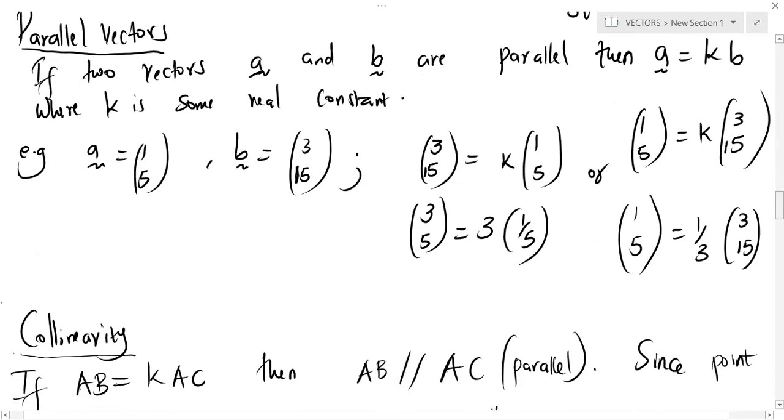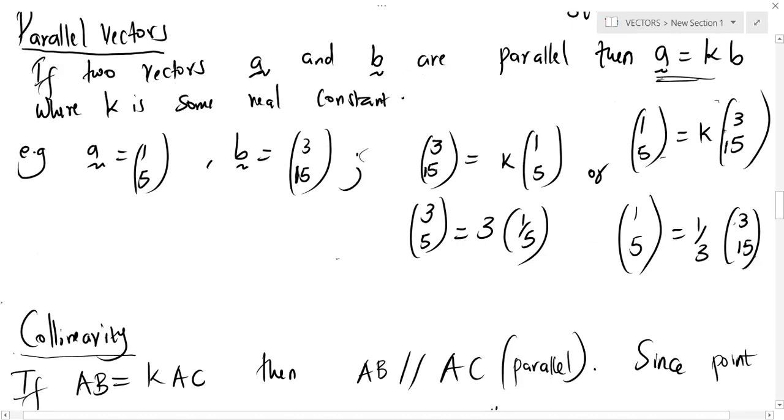Now, parallel vectors. If two vectors A and B are parallel, then they can be written in this form, like A being equal to some constant K times B. So for example, let's say we have A is 1, 5 and B is 3, 5. Are these two vectors parallel? Let's check.